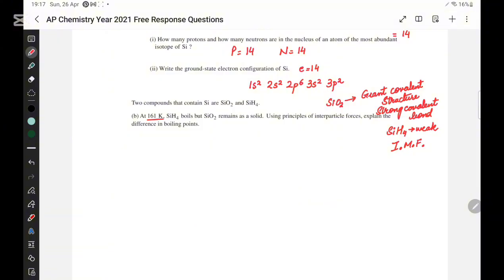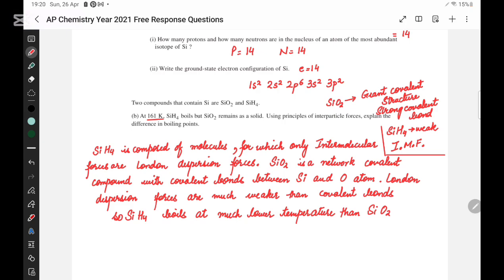How am I going to write the description for it, let's see. This is a right description: SiH4 is composed of molecules for which the only intermolecular forces are London dispersion forces, and SiO2 is a network covalent compound with covalent bonds between silicon and oxygen atoms. London dispersion forces are much weaker than covalent bonds, so SiH4 boils at a much lower temperature than silicon dioxide.